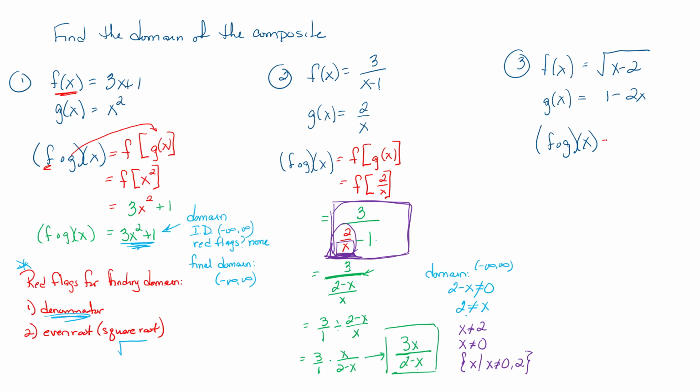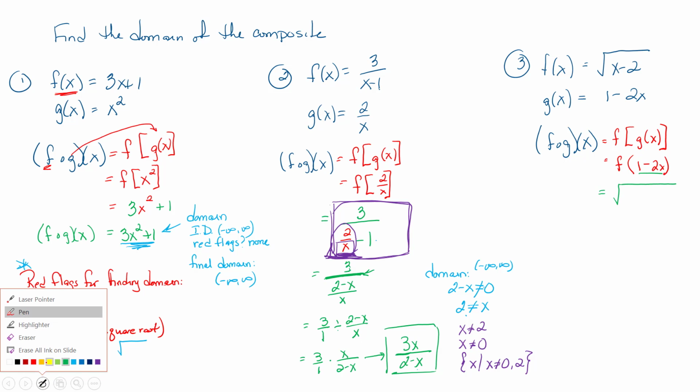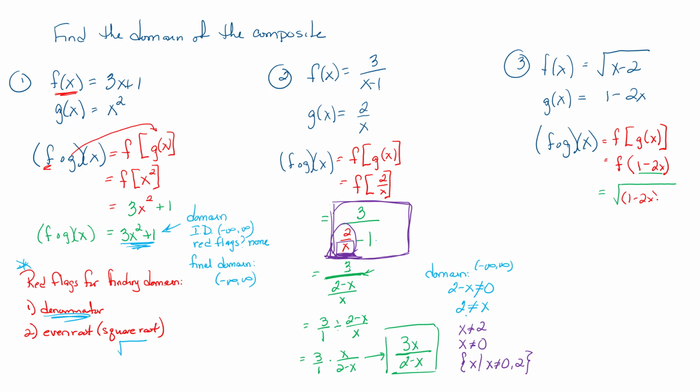Again, by definition, that's f of g of x, which means f of 1 minus 2x. Okay, so I get to plug into the function f this new x. The function f says first write the square root. Secondly, under the square root is going to go x. Well, my new x is 1 minus 2x. And then to that, I get to subtract 2.